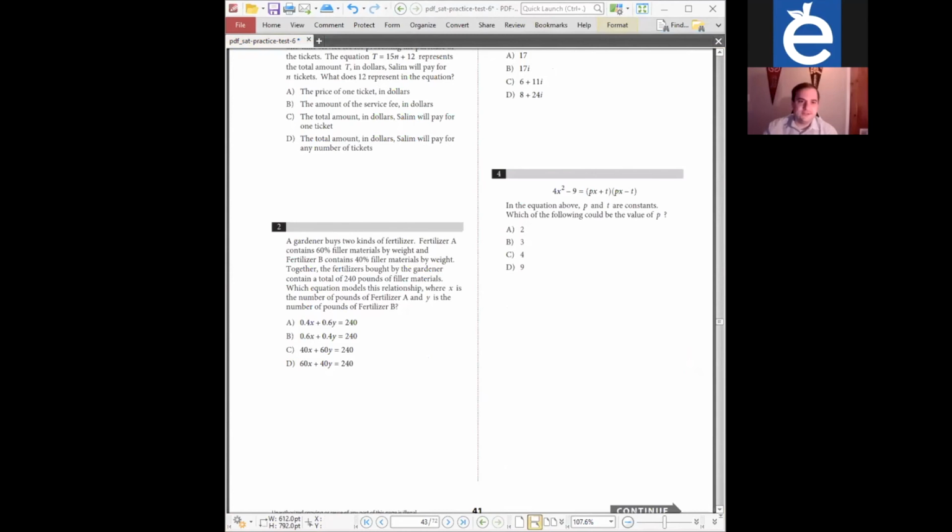All right, so question number 4. In the equation above, p and t are constants. Right off the bat, when I see this form, x plus something, x minus something, I know that's difference of squares. So the middle term is just going to cancel, and we're going to be left with p squared x squared minus t squared. Now it's asking which of the following could be the value of p.